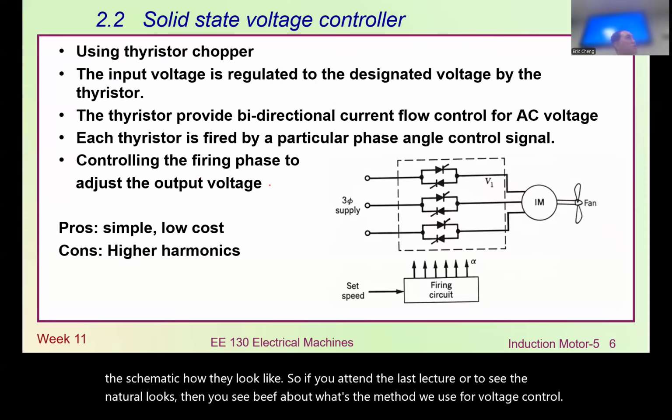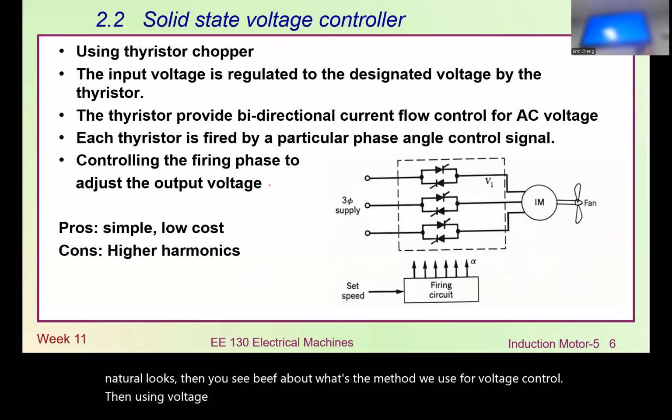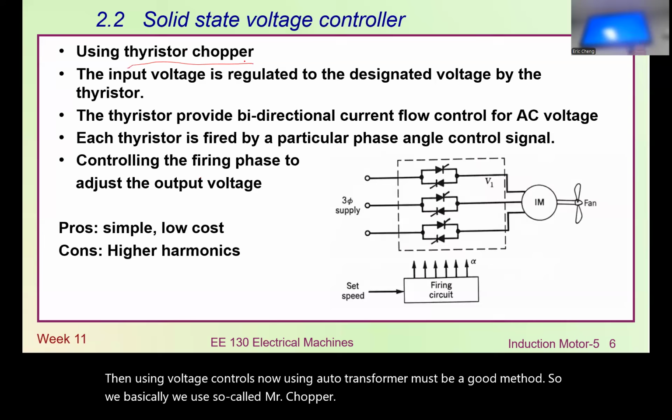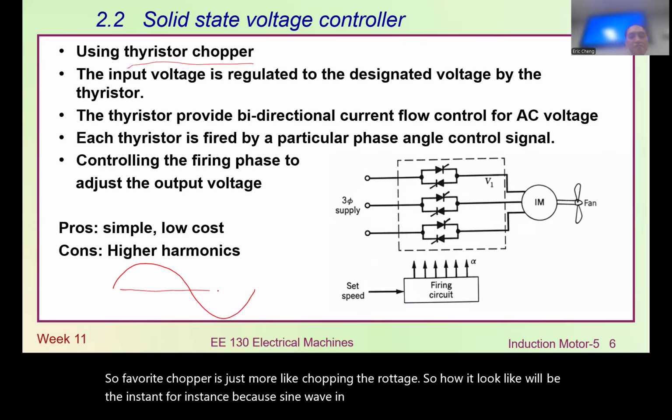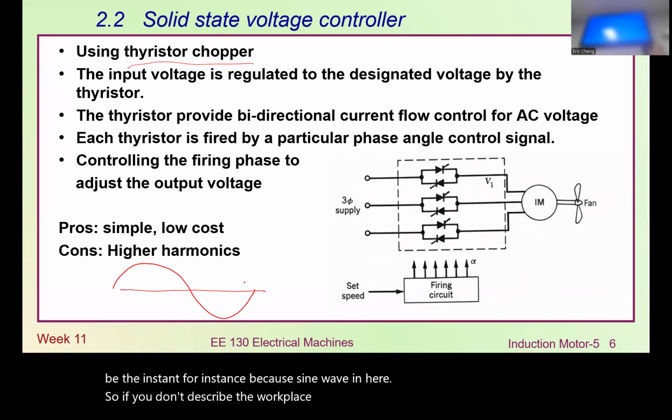Using an autotransformer must not be a good method. So we use the so-called thyristor chopper. A thyristor chopper looks more like chopping the voltage. For instance, we have a sine wave here. If we don't disturb the voltage, then a complete sine wave is applied to the motor.